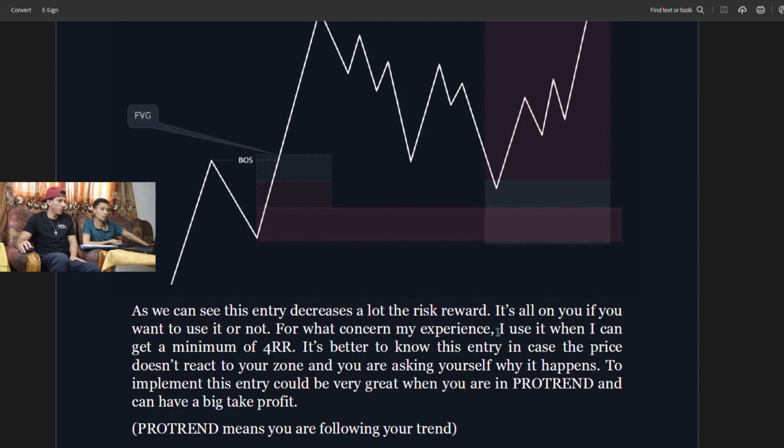It's all on you if you want to use it or not. For what concerns my experience, I use it when I can get a minimum of a 4 RR risk reward. It's better to know this entry in case the price doesn't react to your zone. Implementing this entry could be very great when you are in a pro trend and can have a big take profit.